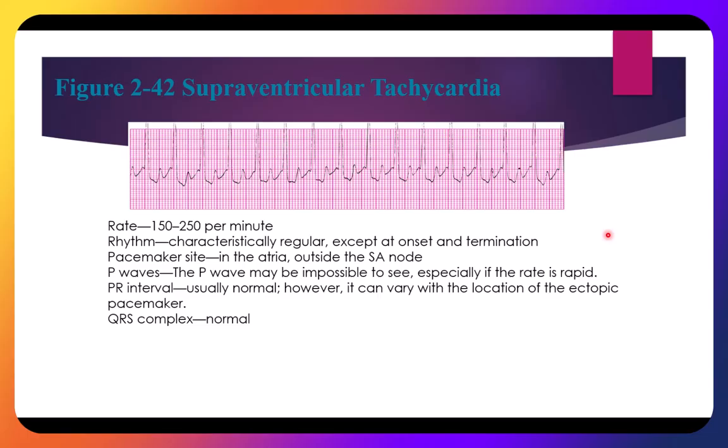If you see a P wave, it'll look a little bit different than the normal P wave that you would see for this patient, but most of the time that P wave is going to be buried in the T wave, especially when you get up to about 140 and higher. If you can see a PR interval, it'll be normal or narrow, but it will often vary. Typically, you'll never see a long PR interval, and your QRS complex will be normal.